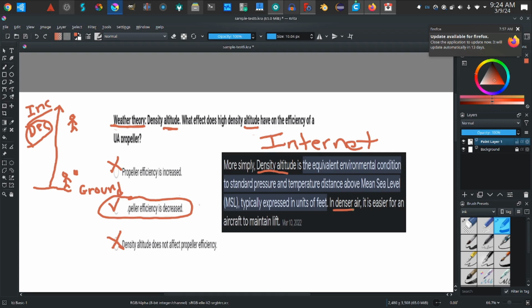In denser air, when we're on ground level, the air is dense. In denser air, it's easier for aircraft to maintain lift. So now you gotta read between the lines here. When it's in denser air, when it's a drone in denser air, it is easier for the aircraft to maintain lift, or for the propellers to work. So the answer is still efficiency is decreased. Like I said, in denser air, the air is denser on the surface.